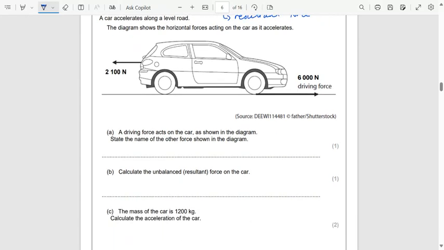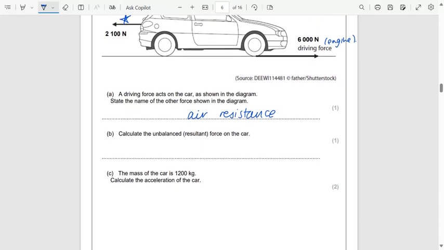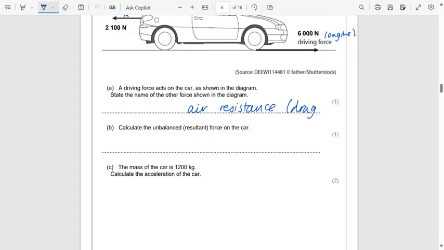Okay, so it says there's a driving force on the car. That's from the engine. So the person's got their foot on the accelerator, and the engine is providing 6,000 newtons. It says state the name of the other force shown in the diagram. That's this one. So that one is from some sort of opposing force. Now you might have written friction, or you might have written air resistance or drag. So I'm just going to write air resistance. But you could have written drag, which is a short word for air resistance. Or you could have written friction.